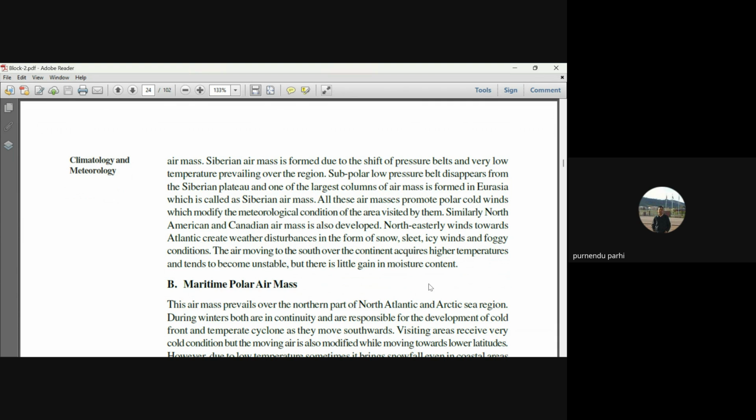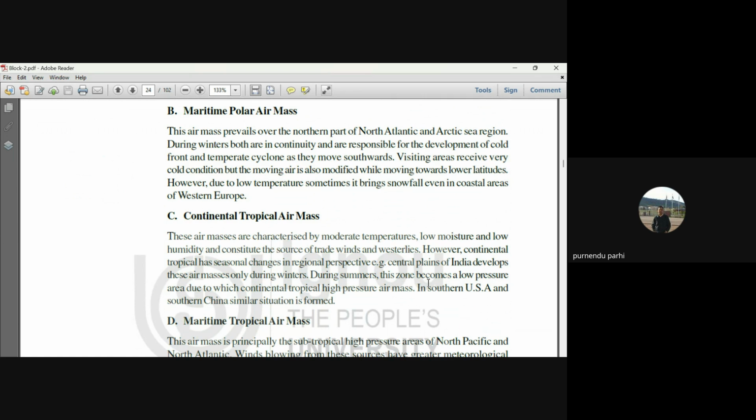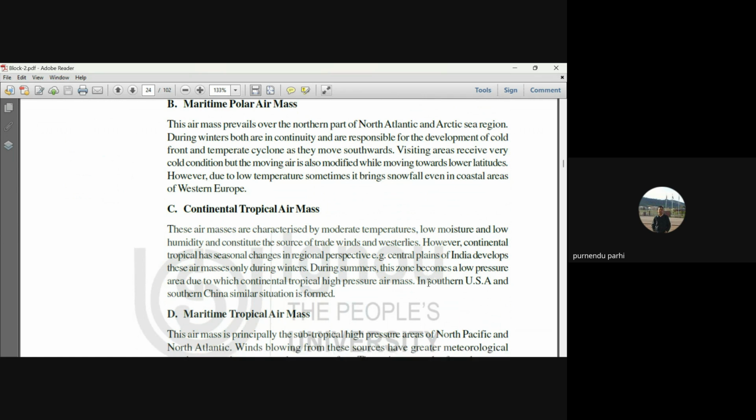All these air masses promote polar cold winds, which modify the meteorological condition of the area visited by them. Then you have the maritime polar air mass. The air mass prevails over the northern part of the North Atlantic and Arctic Sea region. During winter, both are in continuity and are responsible for the development of cold front and temperate cyclone as they move southwards. Visiting areas receive very cold conditions, but the moving air is also modified while moving towards the lower latitudes.